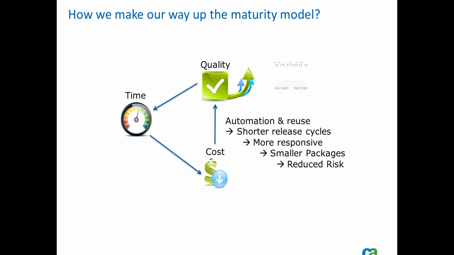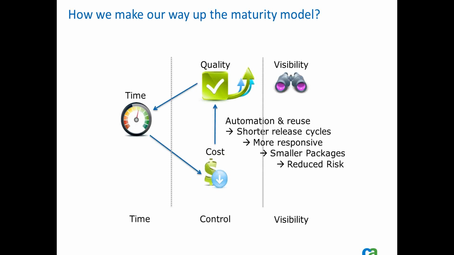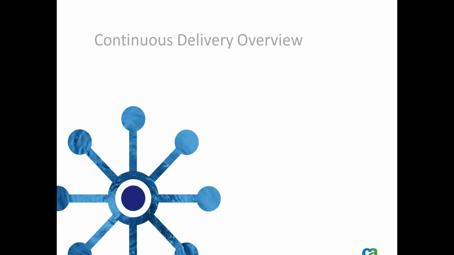Now, you will find, of course, that there's a lot of variation across organizations, and what's right for one organization is not necessarily the best for another. It's something that's well worthy of discussion in your organization. The other thing, of course, that you need is visibility. You need to be able to monitor and prove that the quality is improving, that costs have gone down, or that time has improved, and so forth. Sometimes you hear these three variables referred to as time, control, and visibility.